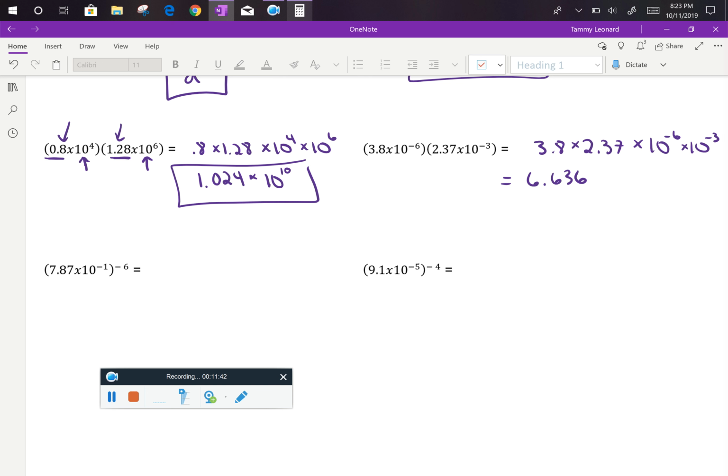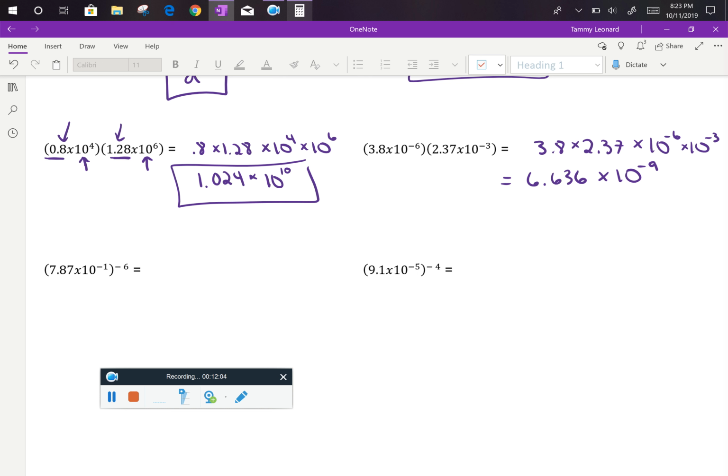6.636 as that product. When we see the tens, that's the same base, so we add the exponents and we get a power of negative 9. Here's another rule break. Normally, we tell you you can't leave a negative exponent. You have to take the reciprocal and move it to the denominator. Or if it was a negative exponent in the denominator, you take the reciprocal to move it to the numerator.